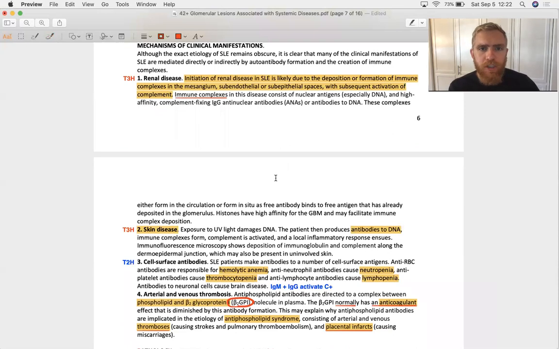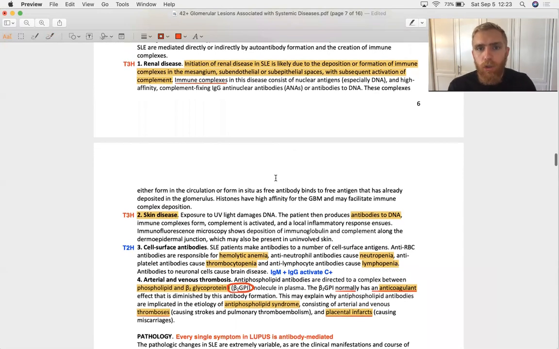Clinical manifestations of SLE. Here's where we start breaking down the symptoms. Keep your eye on the ball. Every single one of these, except for the anemia and thrombocytopenia, is a type 3 hypersensitivity. The blood dyscrasias are a type 2 hypersensitivity. So, kidney disease: lupus nephritis.